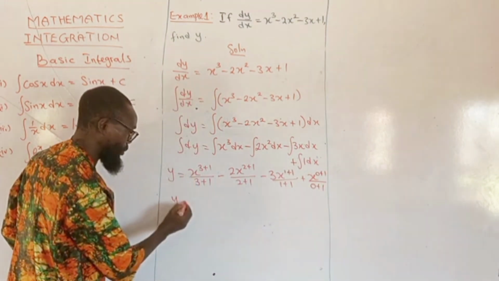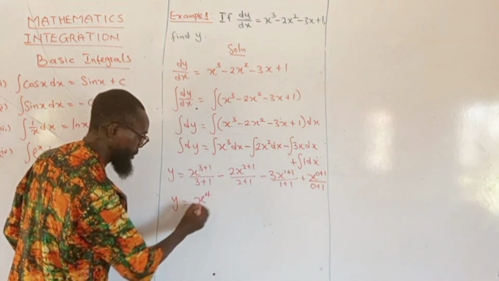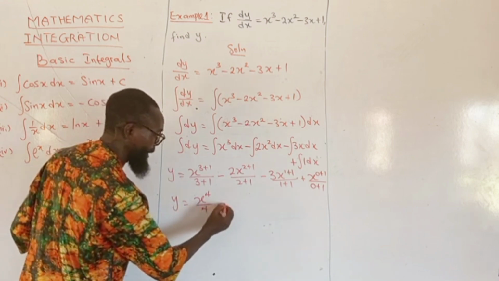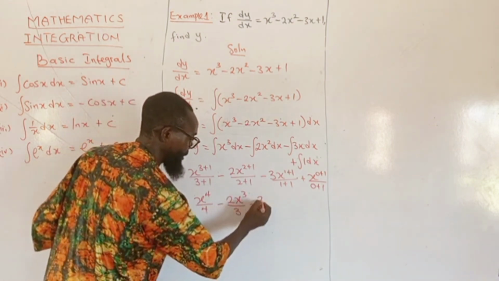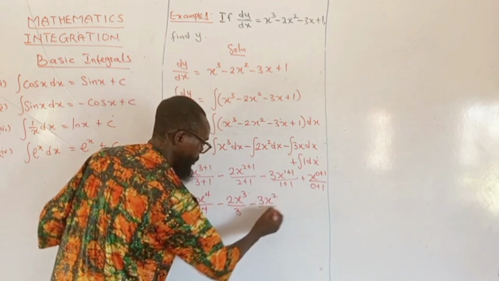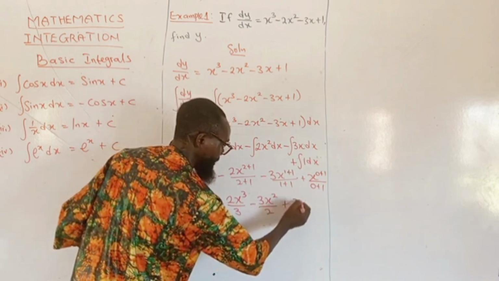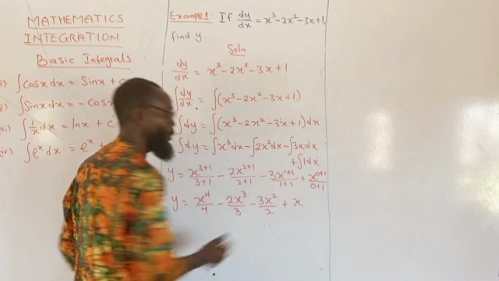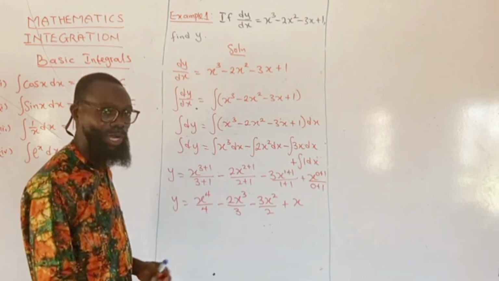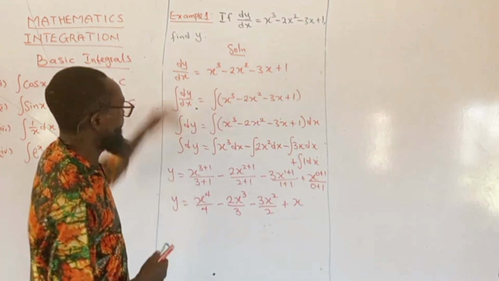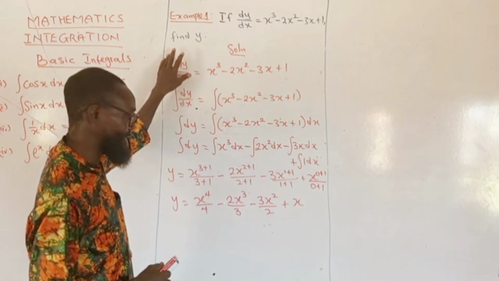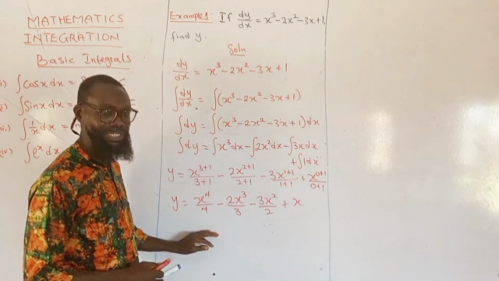Therefore, y equals x to the power 4 over 4 minus 2x to the power 3 over 3 minus 3x to the power 2 over 2 plus x. Because 0 plus 1 is 1, and x to the power 1 is also x. So this is the final answer of integrating this differentiation. So we arrive at this point.